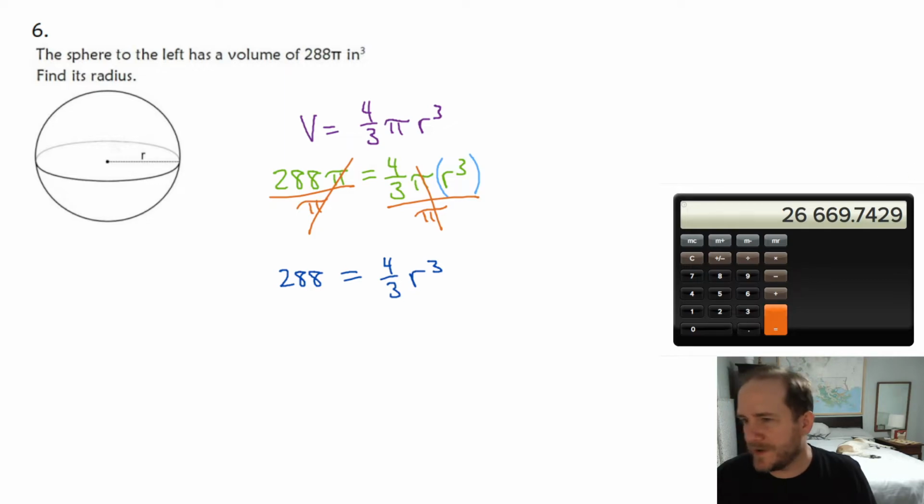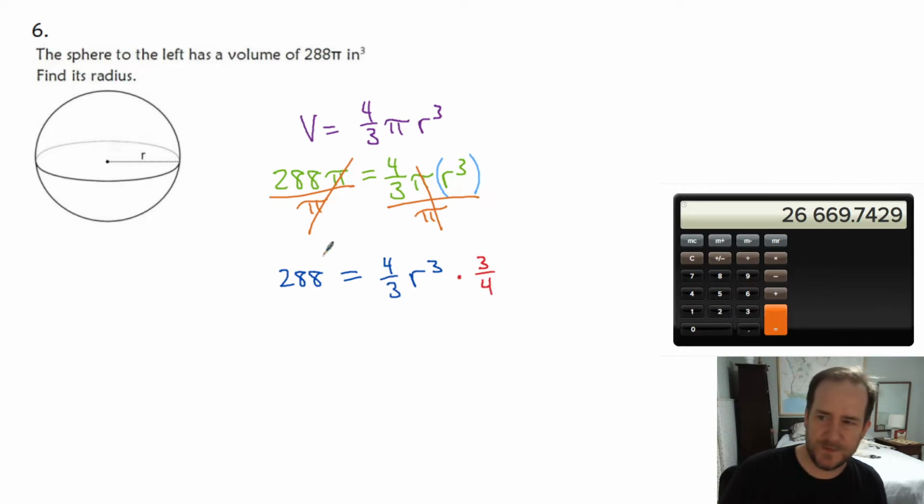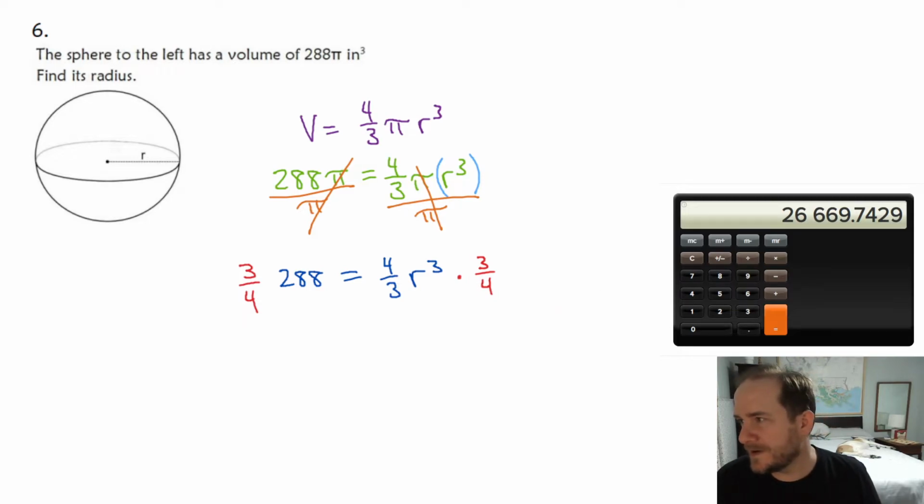Now the easiest way to get rid of a fraction is to multiply it by its own reciprocal. So I'll multiply by 3/4, and I'll multiply by 3/4. That's going to take the 4/3 and the 3/4, and they cancel out. You now have r cubed. Now, to multiply 288 by 3/4, I just do it in 2 steps. You multiply by 3, and then you divide by 4.